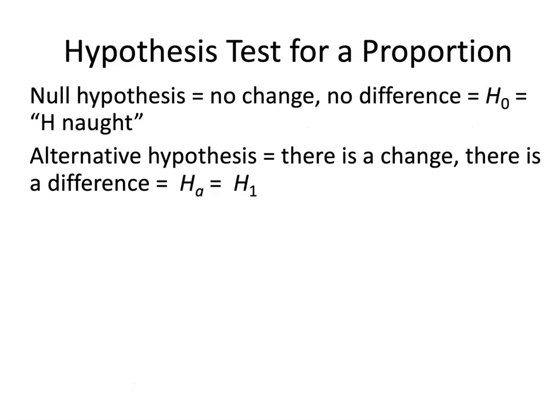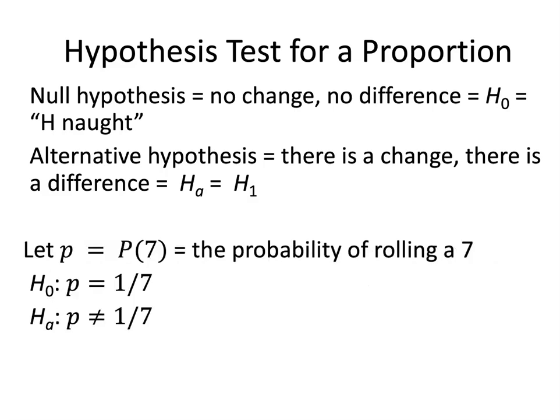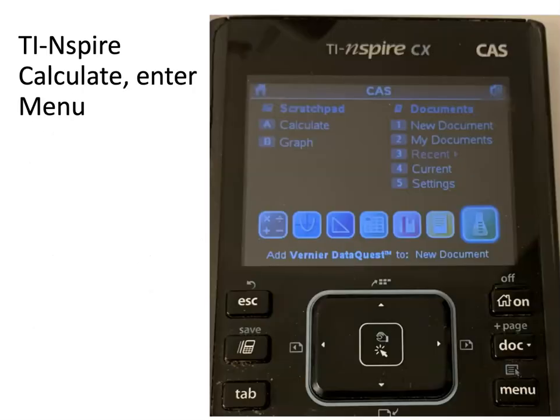Recall that the null hypothesis means no change, no difference, and we represent that with an H0. The alternative hypothesis is that there is a change, there is a difference, and we represent that with an H(a) or an H(1). So H0, the probability of rolling a 7 is equal to 1/7. H(a), the probability of rolling a 7 is different from 1/7. Represented symbolically, let P equal the probability of rolling a 7. H0, P equals 1/7. H(a), P does not equal 1/7.